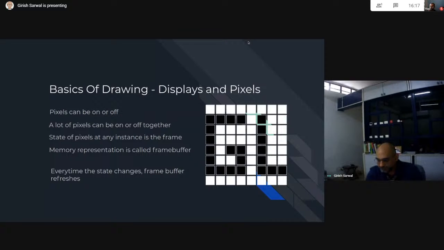So in this particular case, the state of pixels at any instance is typically what we call a frame, and the memory representation of how this frame looks in your computer or in your RAM is the frame buffer. So these are just technical terms that you might want to know at this point in time, because when Videep starts his coding, we would want everyone to follow what's happening. So every time the state changes, the frame buffer refreshes, and our job here is to keep on refreshing the frame buffer. When that happens, you would actually notice an animation.